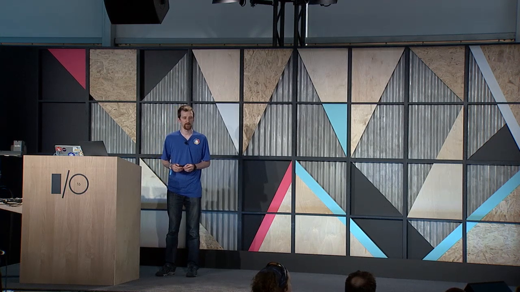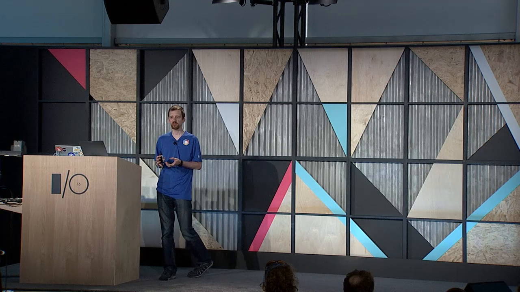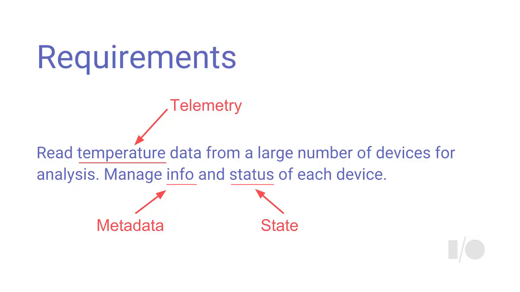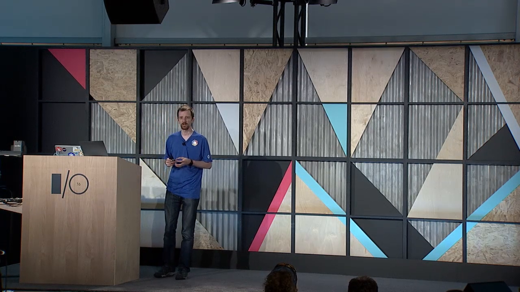If we read these requirements, we can see that the types of data that I was talking about pop out. Here the temperature data would be our telemetry data. This is the data that runs as a time series. Then info about each device is metadata, and the status of each device could be seen as state, right? So let's start trying to architect an application like this.